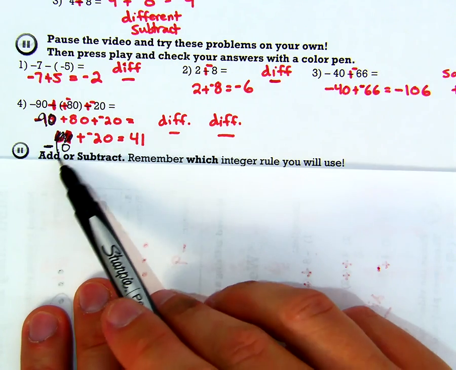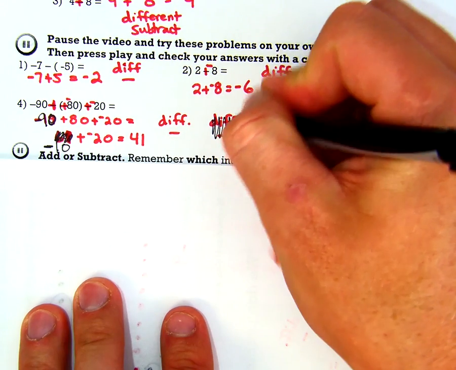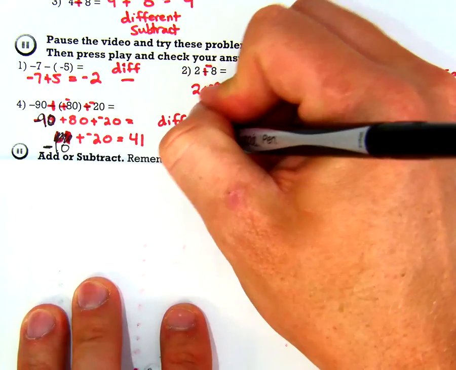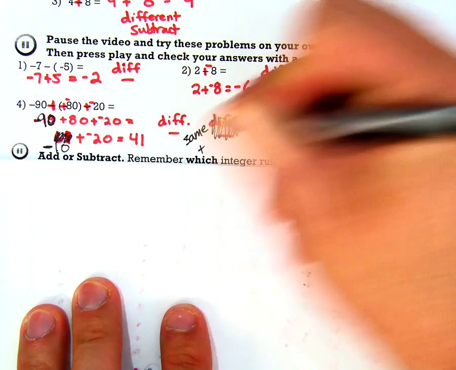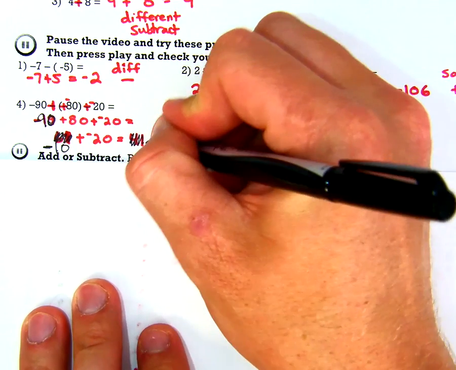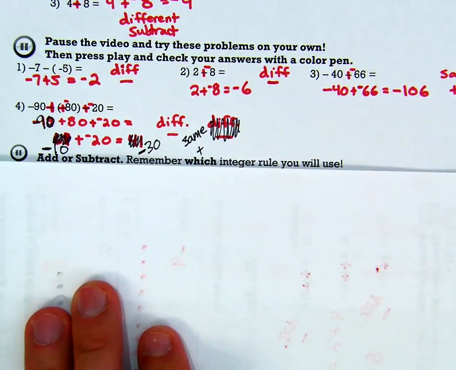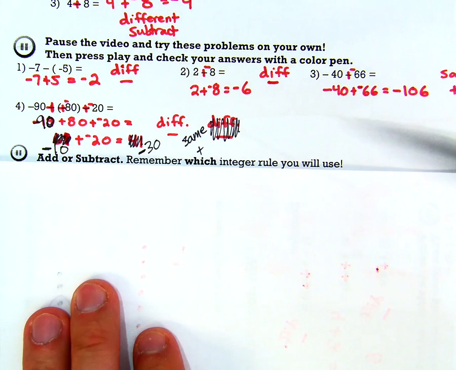My next step, I have negative 10 plus negative 20. I notice they're both negatives, so I'm going to add them. 10 plus 20 is 30. And they're both negative, so my answer is going to be negative. So the final answer for that one is negative 30.